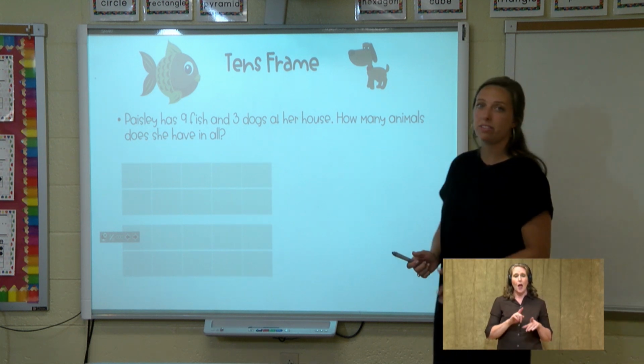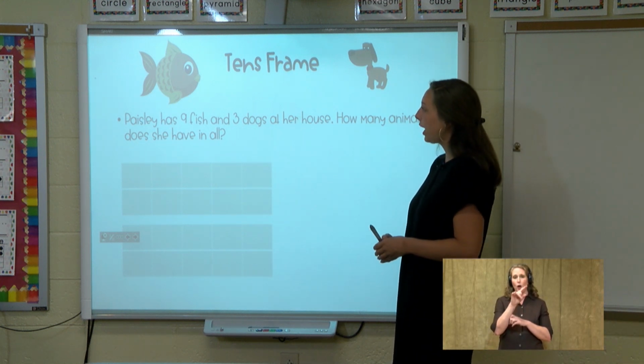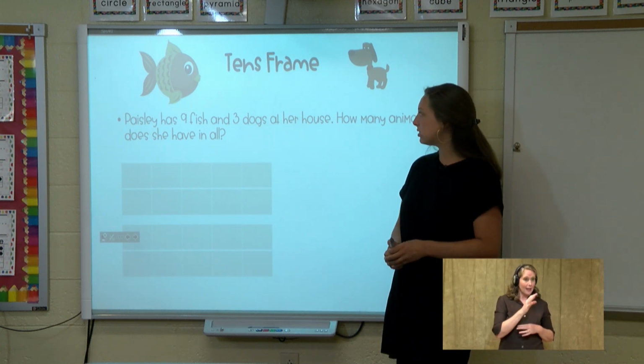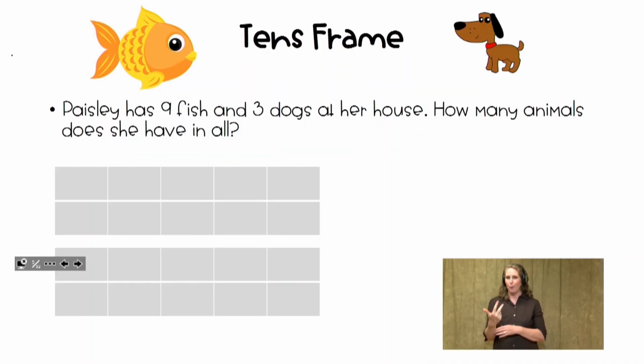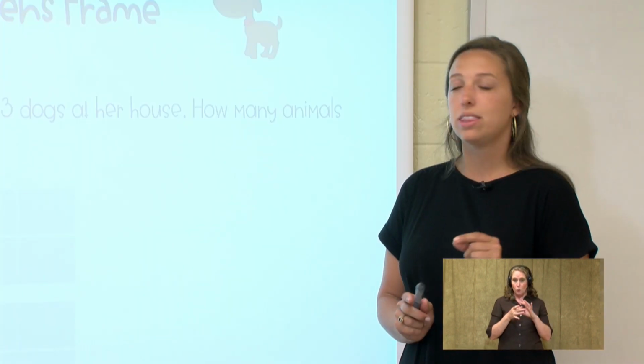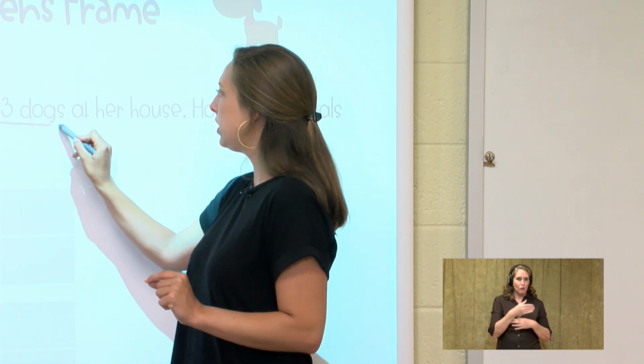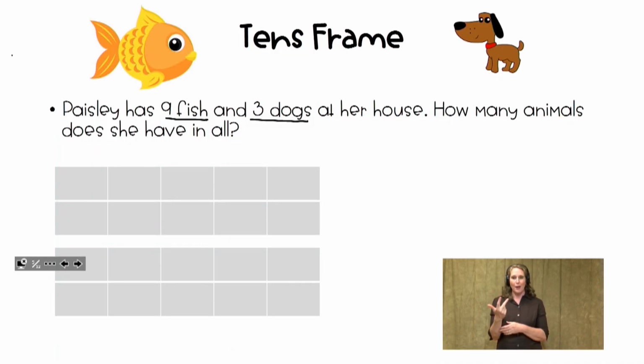We also use tens frames for addition, okay? Paisley had 9 fish and 3 dogs at her house. How many animals does she have in all? Remember, when we have a word problem, you underline the important information. So she has 9 fish, 3 dogs. How many animals does she have in all?